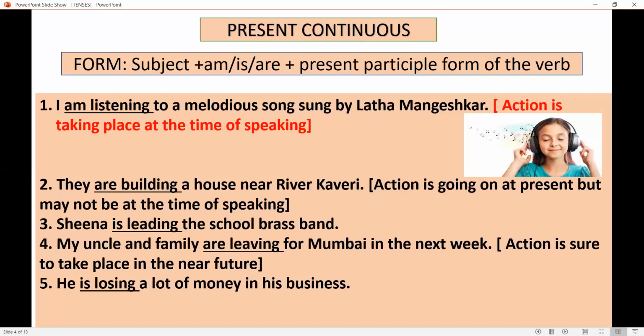Okay. Now remember that with I we have used am, with they, plural, we have used are, Sheena is singular so we use is, my uncle and family is plural so we have used are, and he is singular so we use is here. Okay. So remember the form of present continuous tense.